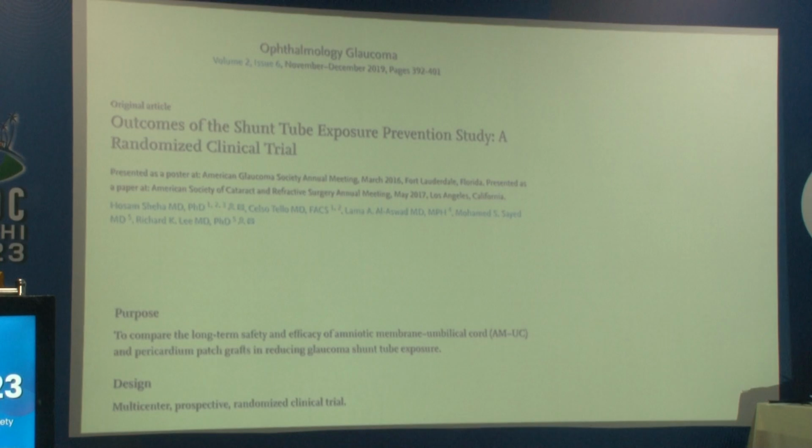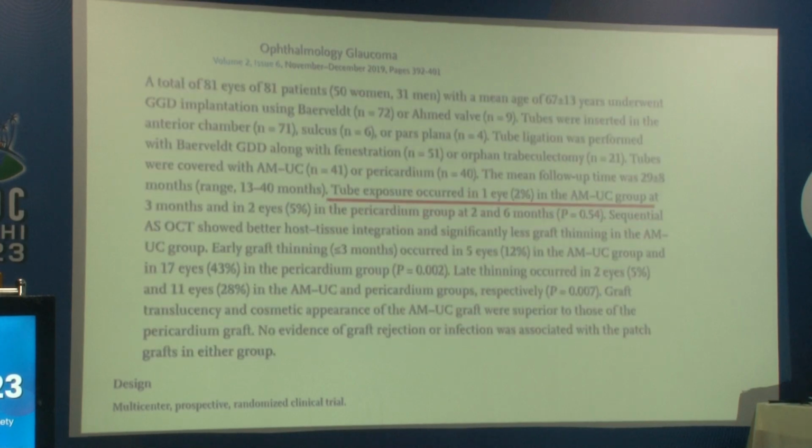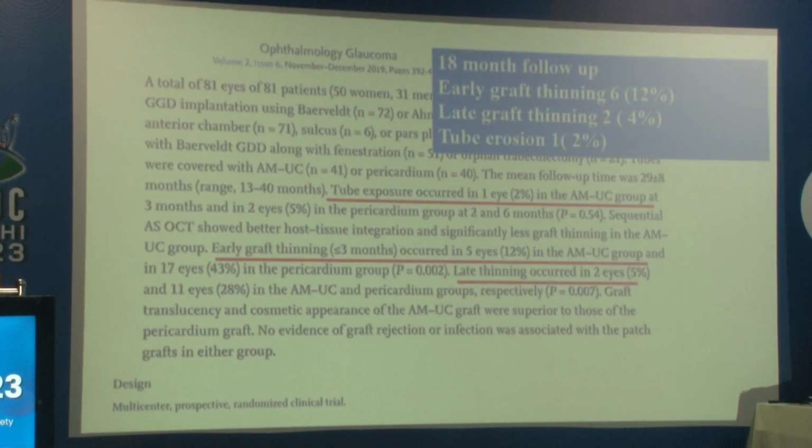So this is another publication that was published in Ophthalmology Glaucoma 2019. It was a multi-center prospective randomized clinical trial, and the purpose of the study was to compare the long-term safety and efficacy of the amniotic membrane umbilical cord and the pericardium patch graft in reducing glaucoma shunt tube exposure. The tube exposure rate was 2% in the AMUC group, and early graft thinning was 12%, and late graft thinning was 5%. In my study at 18-month follow-up, early graft thinning was 12%, late graft thinning 4%, and tube erosion 2%.